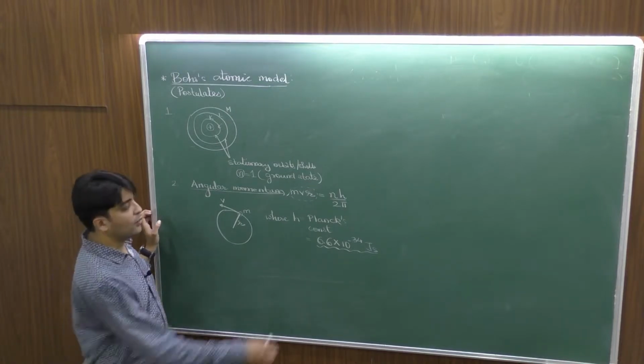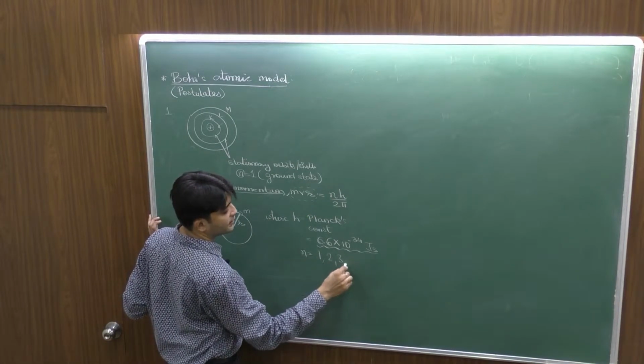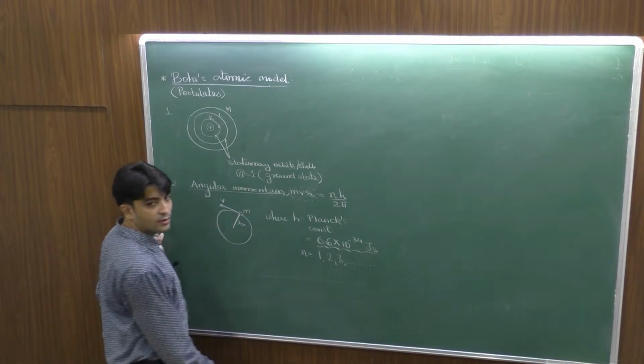Now, what does it mean? The n value is basically ranging from 1, 2, 3. They can take integer values starting with 1.